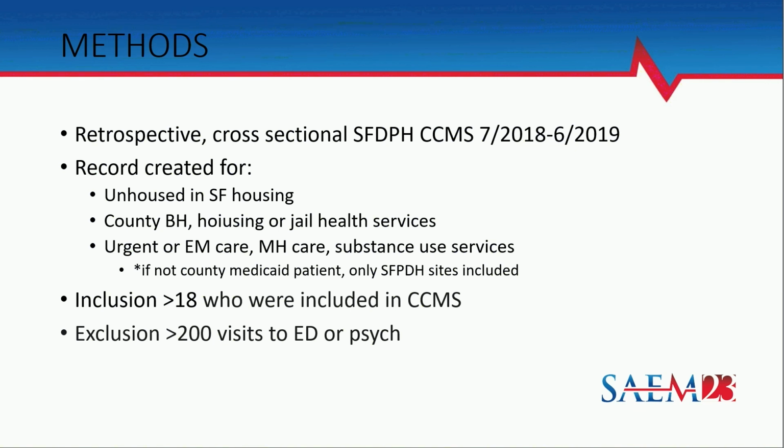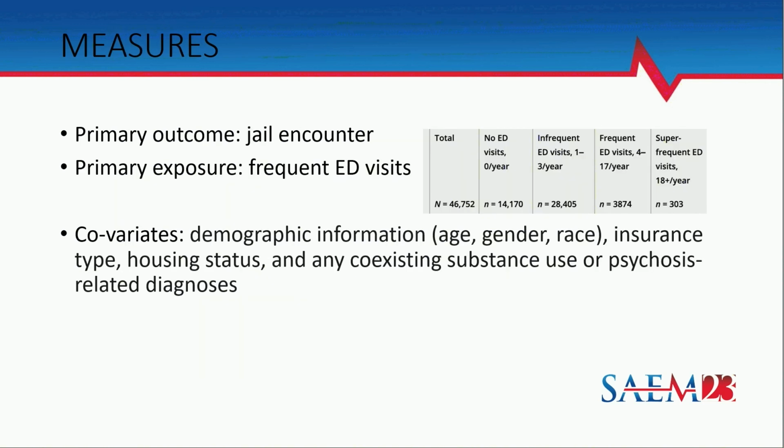They included all people who were 18 and older and excluded people with greater than 200 visits to the emergency department or psychiatric visits to the emergency department. The reason being that they believe those were outliers. The primary outcome that they looked at was jail encounters. The primary exposure was frequent visits to the emergency department. And then they also looked at some covariates in order to characterize the demographic population.